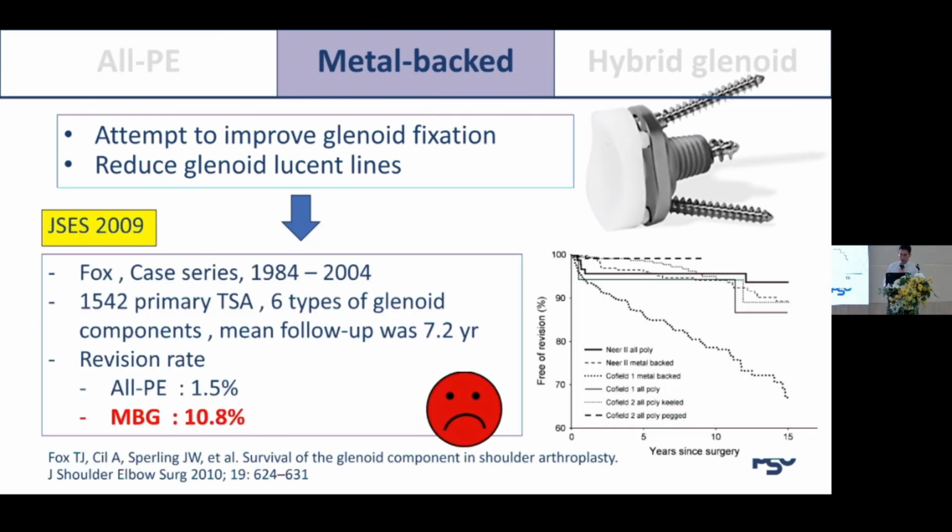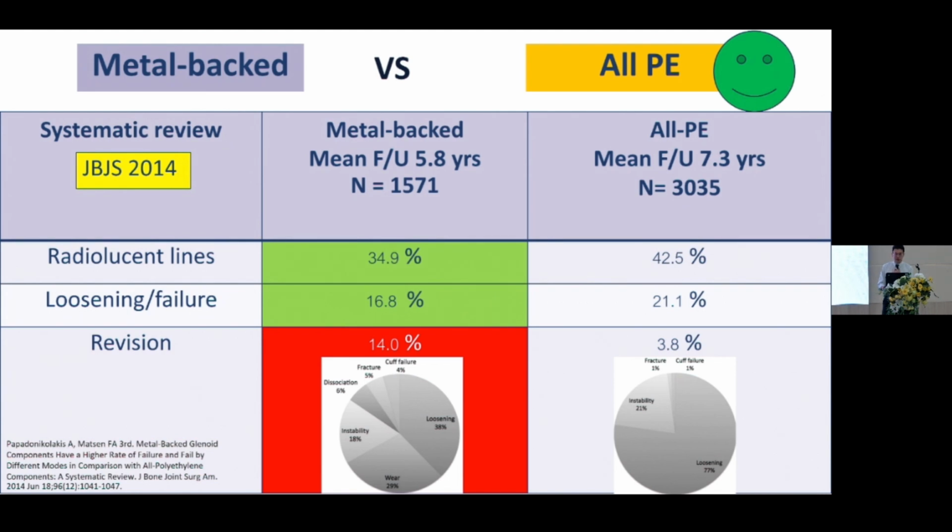A case series published in 2009 analyzed 6 different glenoid component types over a mean follow-up of 7 years. The study found that the all-polyethylene glenoid had a low revision rate, while the metal back glenoid had a significantly higher revision rate of 10%. This finding suggests that the metal back glenoid is associated with a higher failure risk compared to the all-polyethylene design.